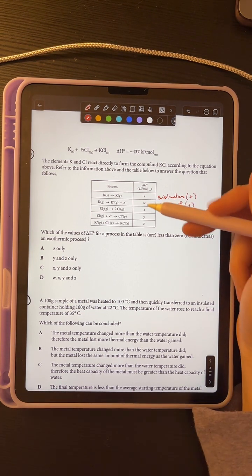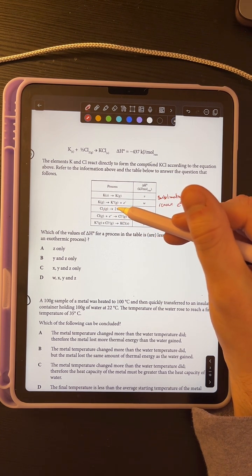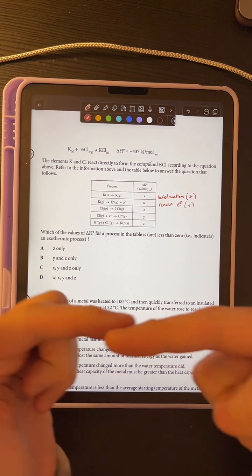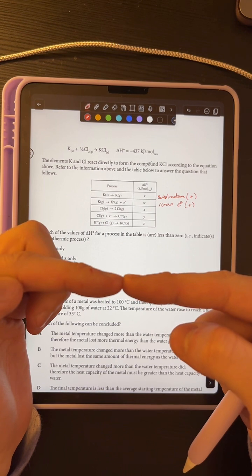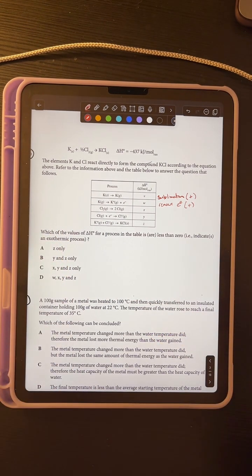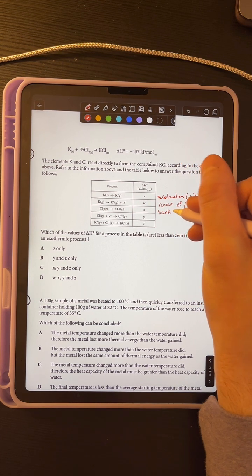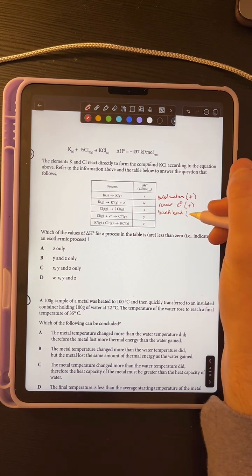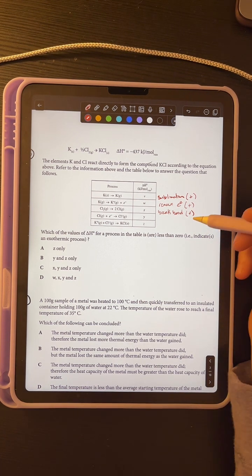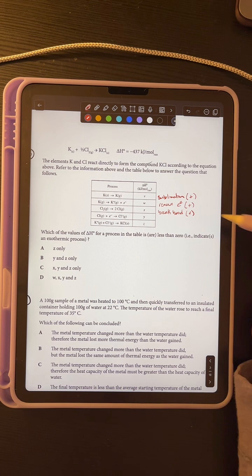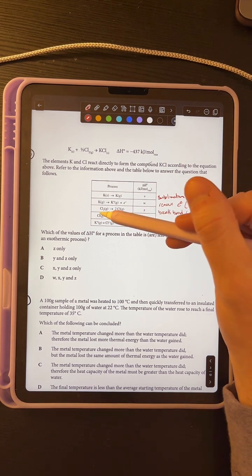Our chlorine, so Cl2 gas, going to 2Cl. So we're going from a bond. We have 2 Cls bonded together, and we're going to break that bond. In order to break a bond, we need to put in energy. We need to put in heat. And so this is also going to be an endothermic reaction or process.